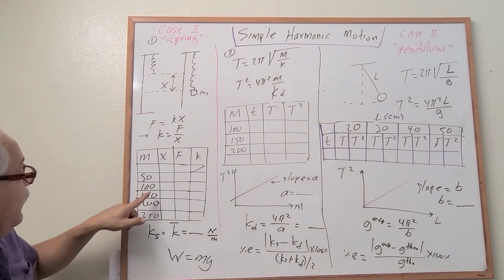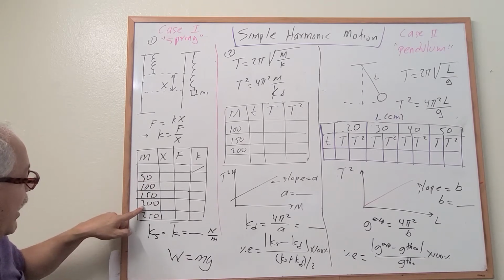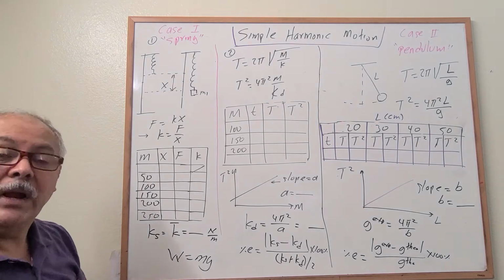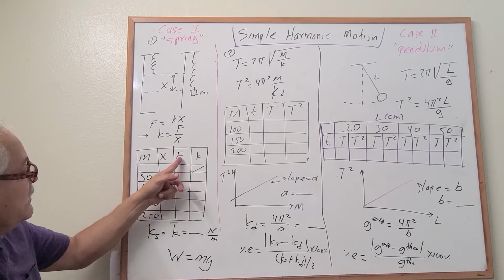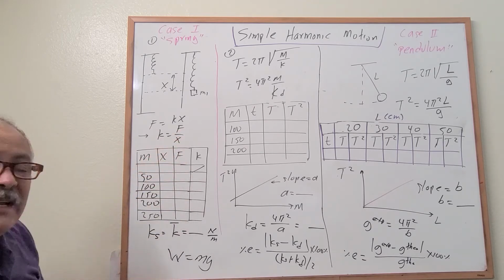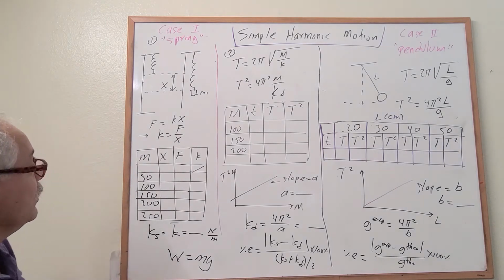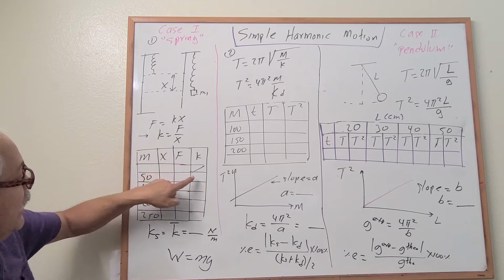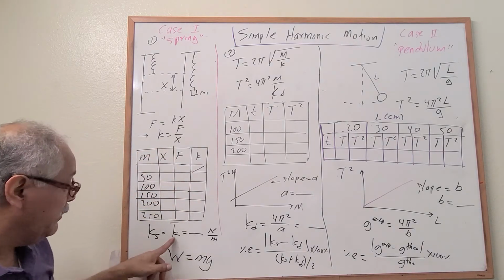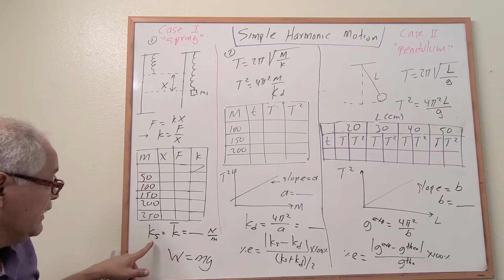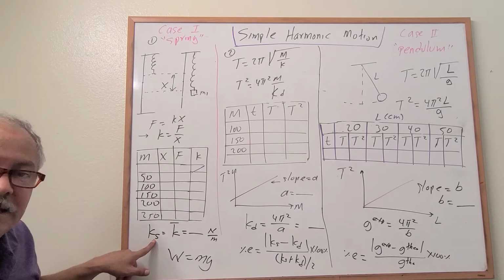We have, for example, 50 grams, 100 grams, 150, 200, and 250 grams, correct? And let's find x for each case. And then let's find the force. Remember, the force is just the weight, equal to mg, correct? And from here, we solve and find k for each case. Now we can find the average. The average of k, let's label it as Ks, where S stands for static case.